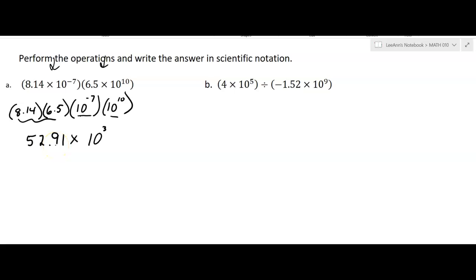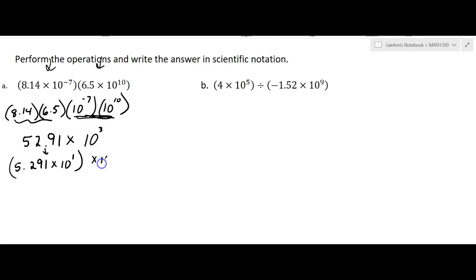You can check it on your calculator. I did the powers of 10. That was fine. But it's not in scientific notation because 52 is not between 1 and 10. So probably the easiest way to do it is think of it as 5.291 times 10 to the, I moved it one place, right? So think of that part, the 52.91, as 5.291 times 10 to the first times 10 cubed.